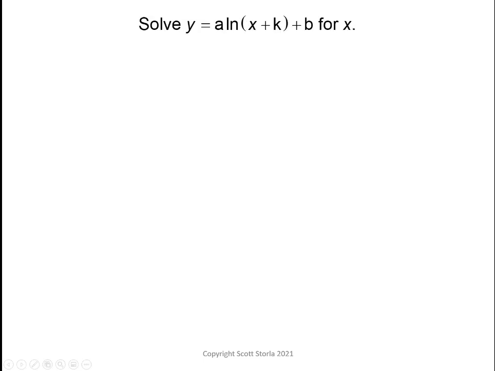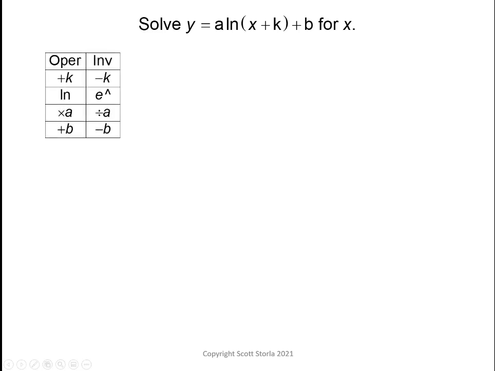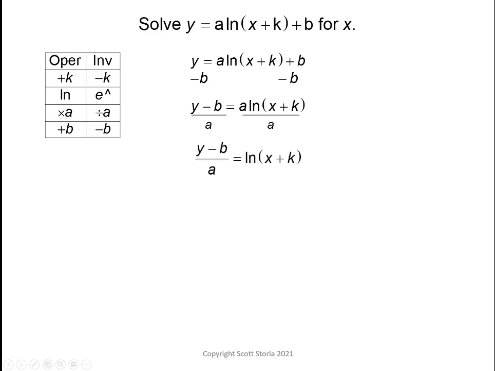Here's another. Starting from x, I would add, take natural log, multiply by a, and then add b. Here's my operations and inverses. I'll start with the original and subtract b and simplify. I'll move up a row and divide by a and simplify.